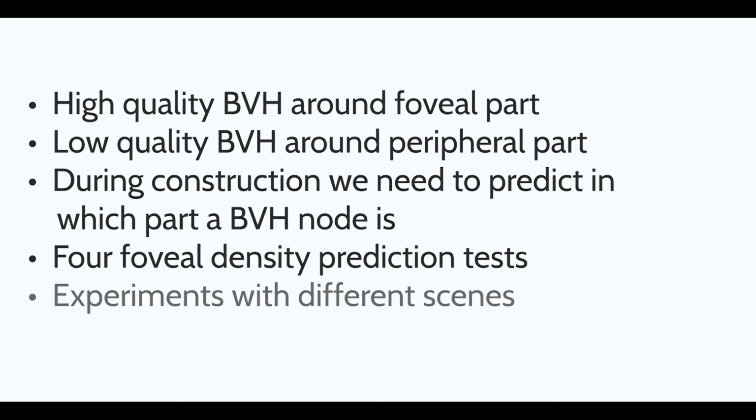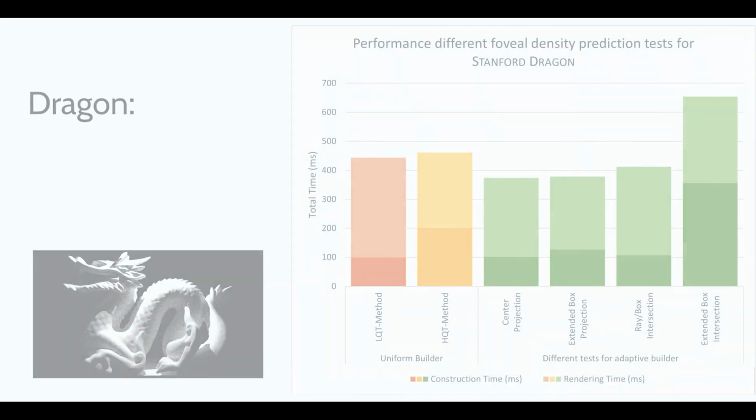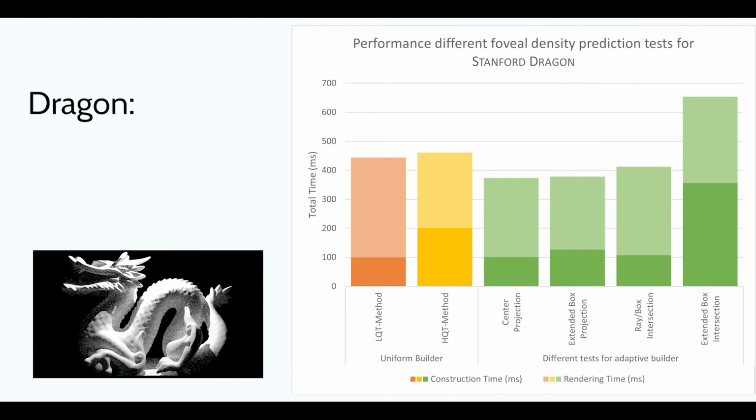I tested the algorithm on 3 different scenes: a dragon, a lumberyard bistro scene, and a model of a power plant. For each scene, a different test turned out to be the absolute best one. In these bar graphs, you see the performance of the uniform low-quality tree and the uniform high-quality tree on the left side in orange and yellow, and the performance of the adaptive quality tree using any of the 4 foveal density prediction tests on the right in green.